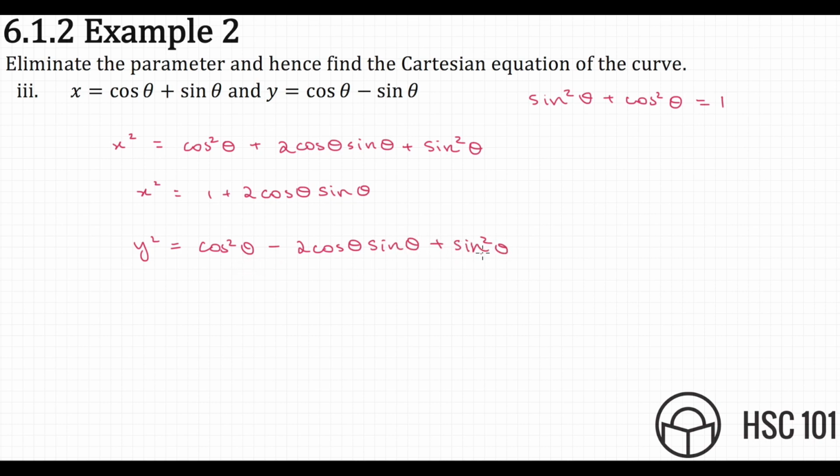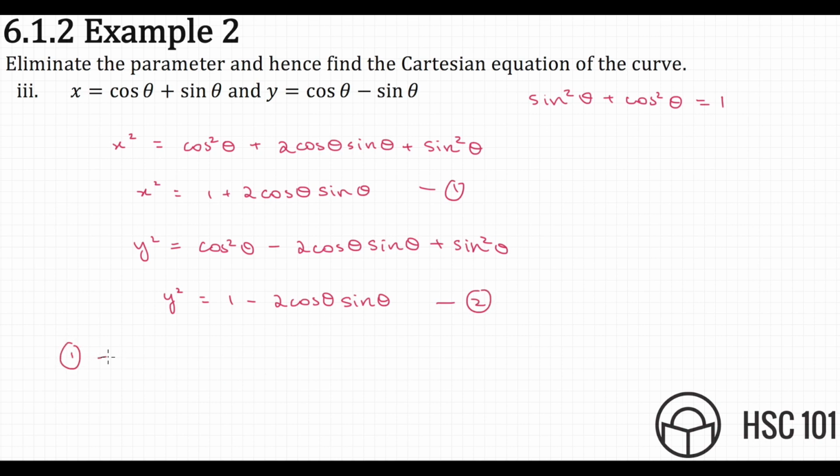Now, cosine squared theta plus sine squared theta is equal to 1. So in other words, y squared is going to be 1 minus 2 cosine theta times sine theta. So if that's the case, if I've got x squared equals to this and y squared equals to this, I can get rid of the 2 cosine theta sine thetas by adding these two equations together.